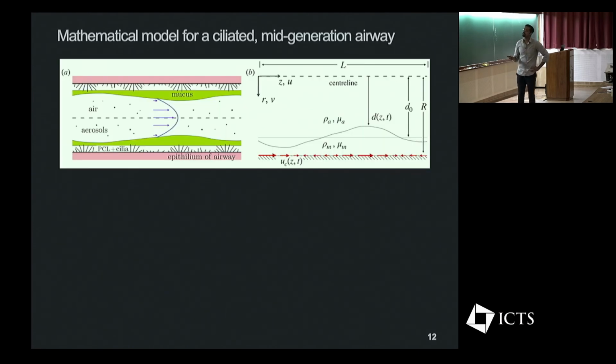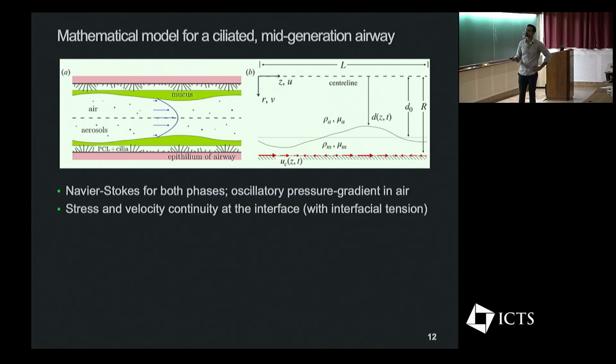All right, so this is the mathematical model that we'll be using. As I had mentioned, we model this in a simple way as a cylindrical tube, so that's a center line. And we have a layer of mucus, Newtonian mucus and Newtonian air. And at the wall, we apply the cilia boundary condition to mimic this transport. So we have the Navier-Stokes for both phases.